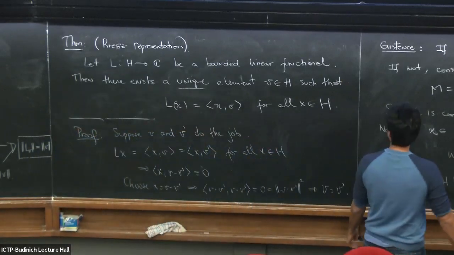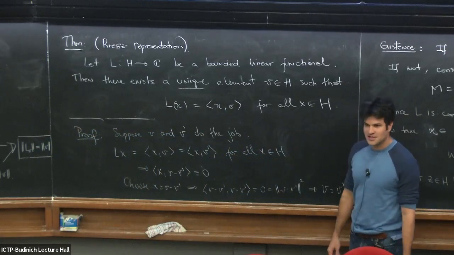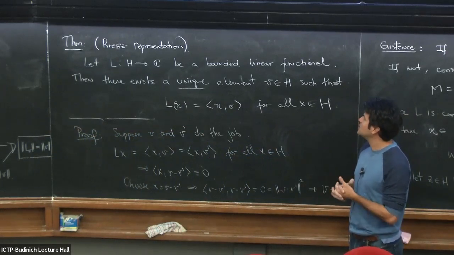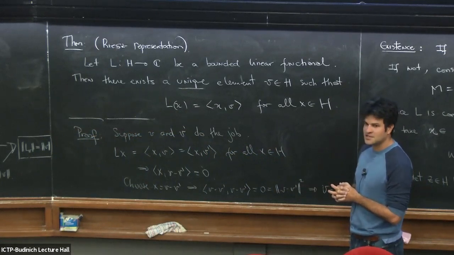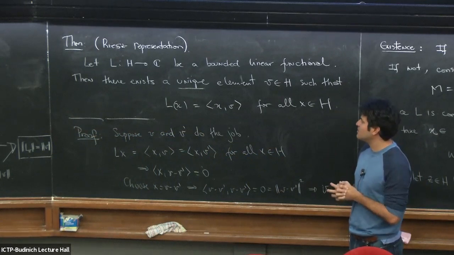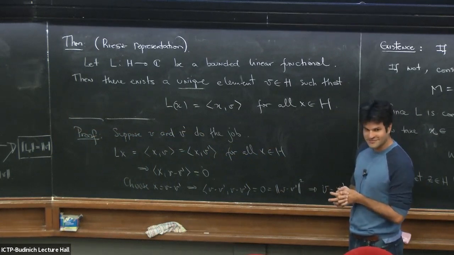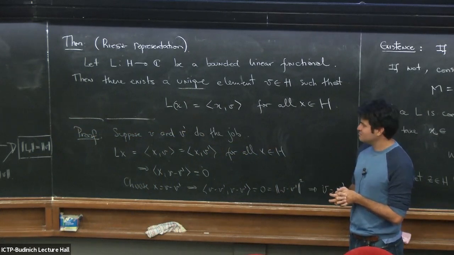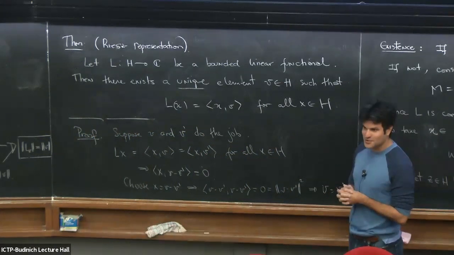Okay. So this is the Riesz Representation Theorem. This is what we take from this class today. Every bounded linear functional in a Hilbert space is given by the inner product with an element of that Hilbert space. So this concludes our class of basic notions about Hilbert spaces.